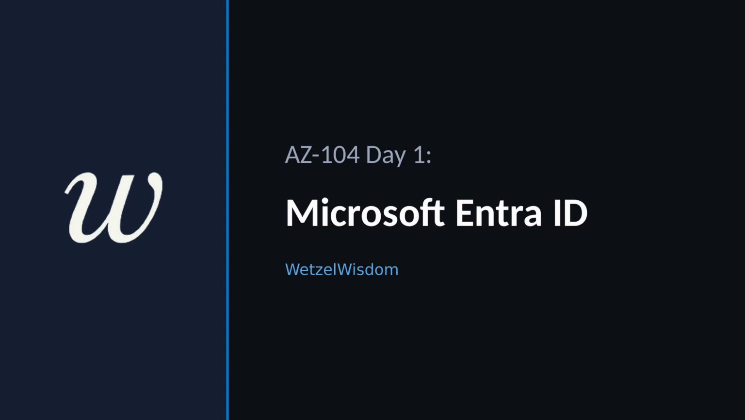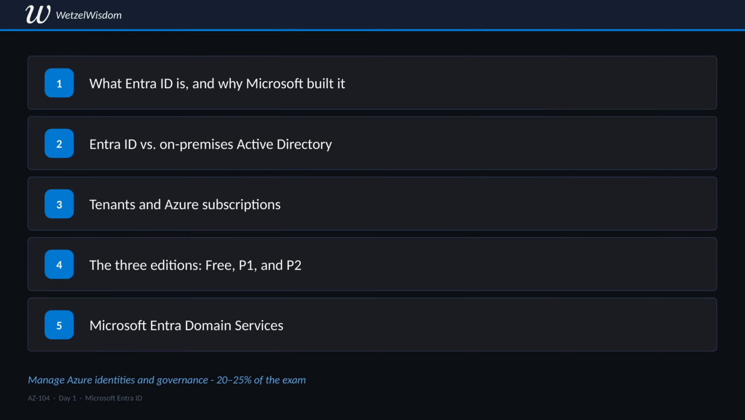We'll work through one exam topic a day, each with a lecture and a hands-on lab, and the whole thing is free to follow. Today we're talking about Microsoft Entra ID, the identity service behind Azure and Microsoft 365, and the start of the biggest chunk of your exam, worth roughly 20 to 25%. For today, we'll figure out what Entra ID actually is, how it's different from regular Active Directory, and then tenants and subscriptions, the 3 additions, and a strange cousin called Entra Domain Services.